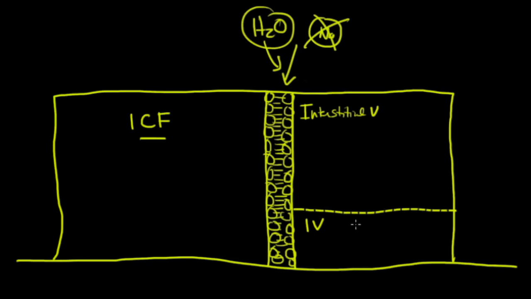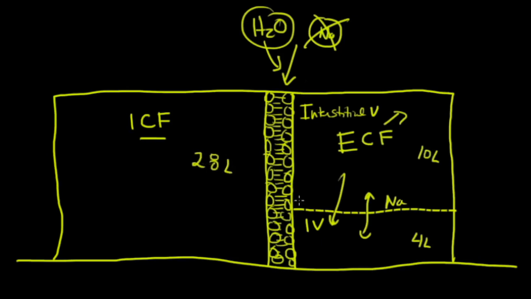And because sodium is able to freely go through here, and water is able to, we'll call this whole thing the extracellular fluid compartment. So this is intracellular fluid, extracellular fluid, and generally, if you want to look at compartments, this is about 4 liters, this is about 10 liters, and this is about 28 liters of fluid. So the key here is that there are three compartments. The intravascular and the interstitial combine to form the extracellular fluid. This is where sodium and water mix. Water is able to go across this semipermeable membrane, but sodium is not. And that's a key there.